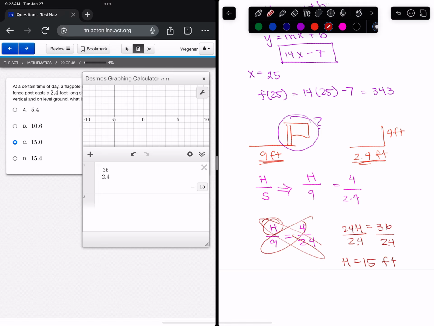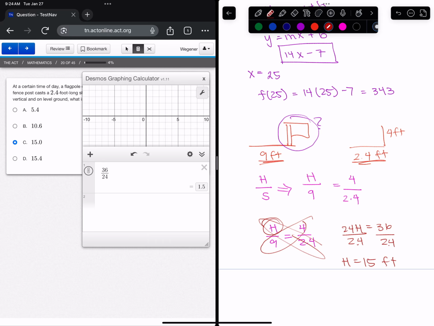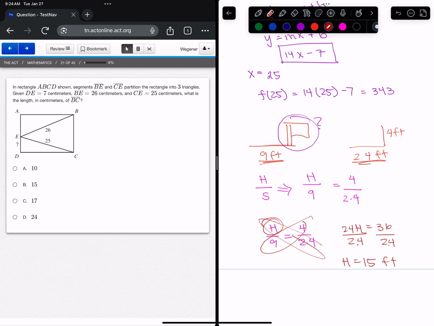Now if I forgot the decimal, 36 divided by 24, I would have gotten 1.5. And in my mind, you have to think about that logically. Can a flagpole be 1.5 feet? That doesn't make sense. So I must have done something wrong. So just catch yourself while you guys are doing these questions. Like, don't forget the decimal. All right, move on to the next one.